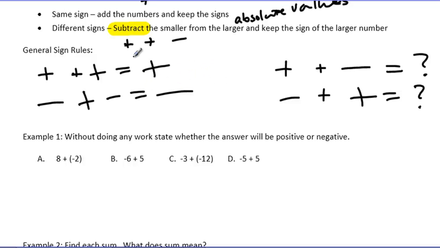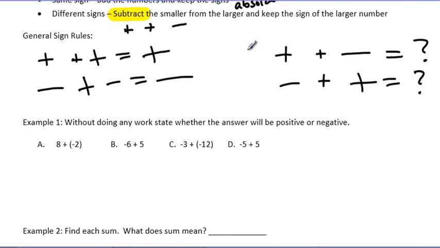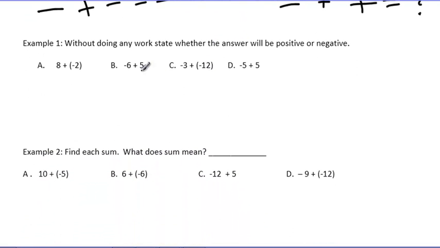Let's take a look at some examples. Before we actually do some calculations, let's simply figure out, without doing any work, if our answer is going to be positive or negative. Notice first of all, these are all addition problems. This is important to keep in mind. We're adding in every one of these. Tomorrow we'll learn about subtraction, and that's going to add a rule.